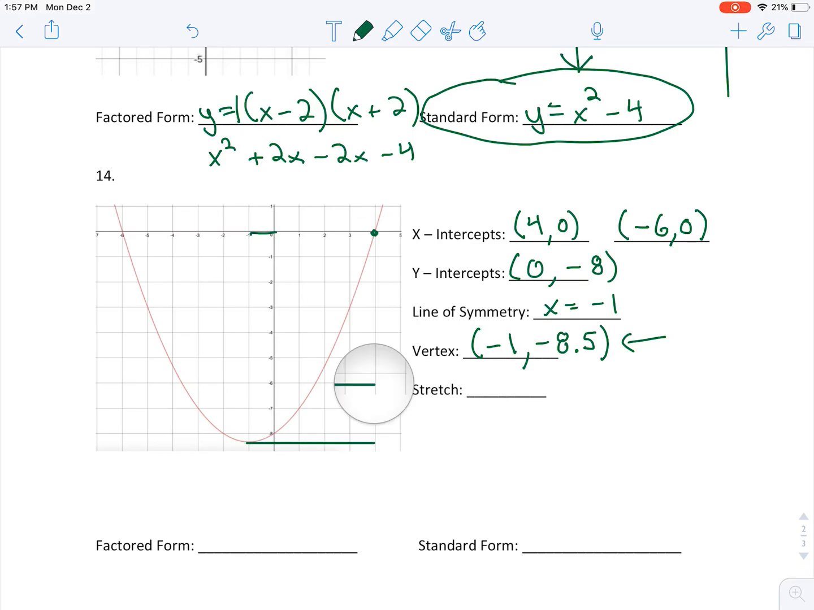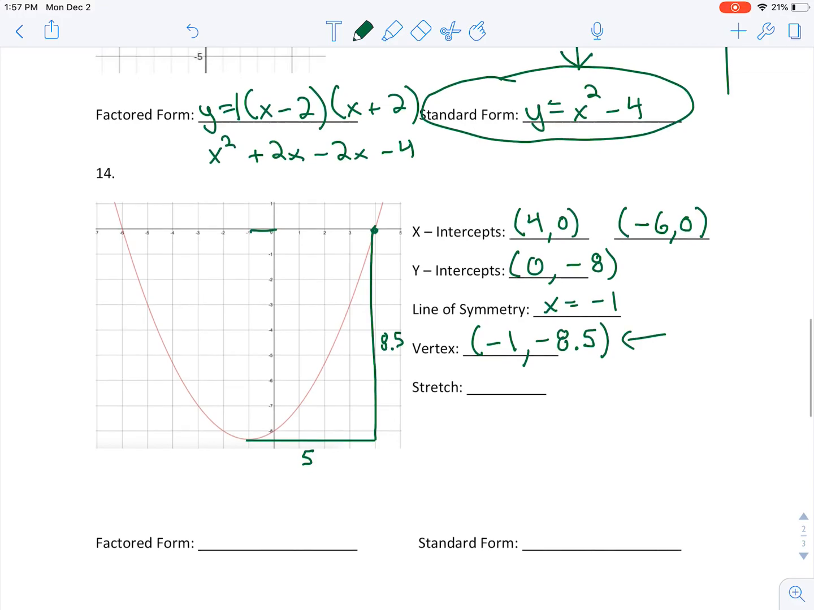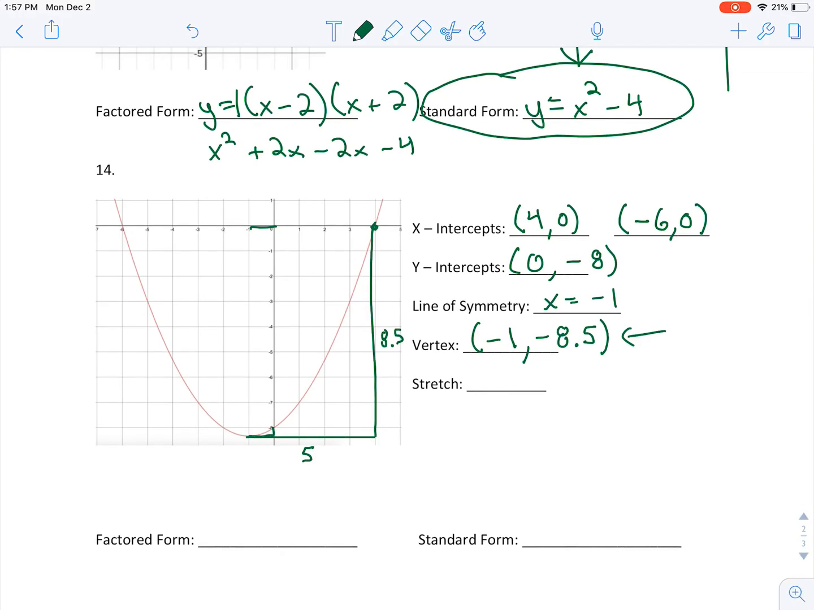So let's see here. How many over would that be? That'd be 5 over. And then what would this be? That would be 8.5 up. 5 over and 8.5 up. Okay, and let's see if anything else is a half. Well, let's see, this is 1.5, and then I would go like 2 or 3.